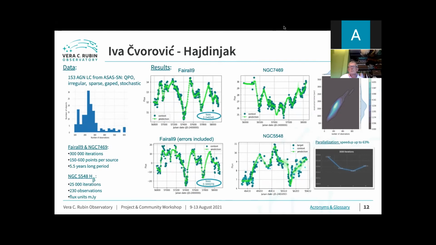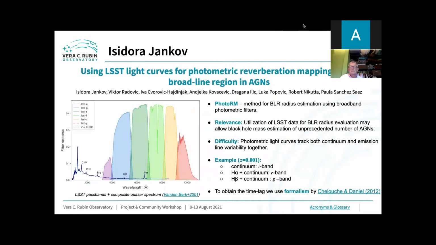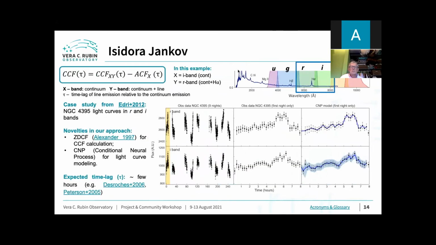features after 300,000 iterations. We can see that CNP is quite good even when we have an irregular structure, changing gradient, big gaps, or random flares. For Fairall 9, we have representation with and without measurement errors included in the processing. The animation shows the training process for the NGC 5548 H beta light curve during 25,000 iterations.